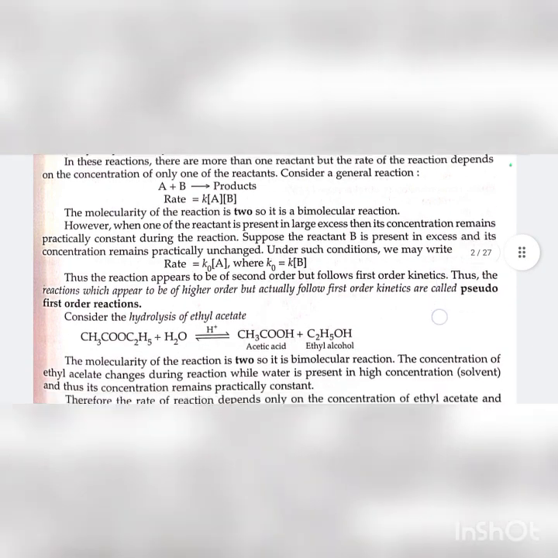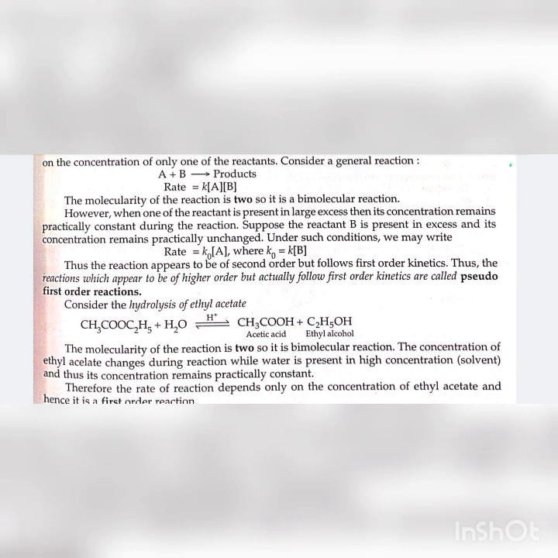Thus, the reaction appears to be of second order but follows first order kinetics. Thus, the reactions which appear to be of higher order but actually follow first order kinetics are called pseudo first order reactions. Consider the hydrolysis of ethyl acetate. If we do the hydrolysis of ethyl acetate, it will give acetic acid and ethyl alcohol.